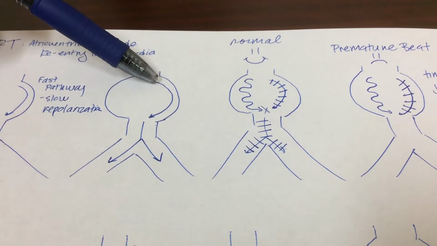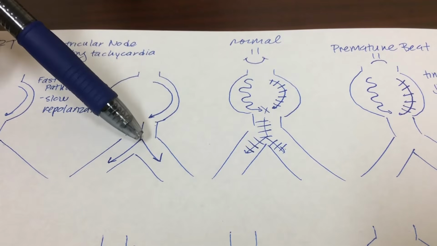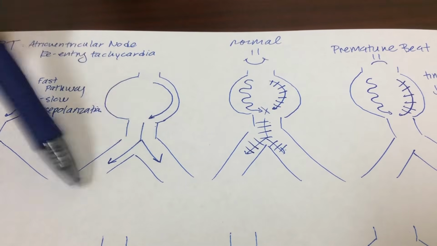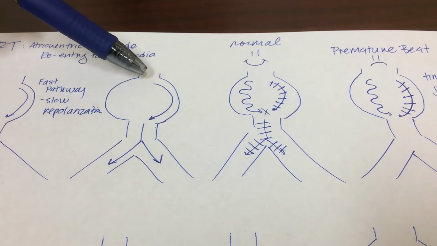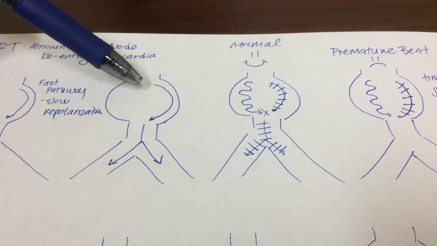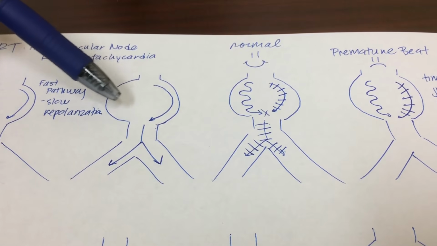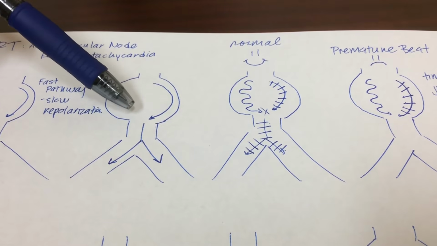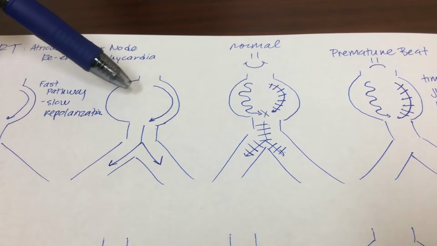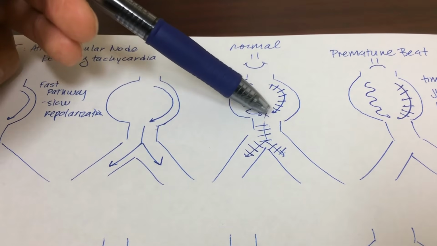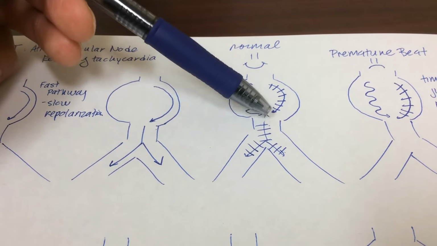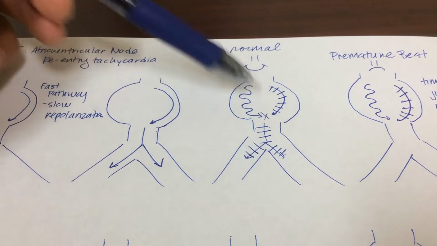So once it enters the fast pathway, it comes down, depolarizes, hits the His bundle, and then depolarizes into the rest of the ventricle. And then lagging behind that is your slow pathway, much like the tortoise and the hare. This guy will just come up, go, and then it'll hit this place where they all join up again.